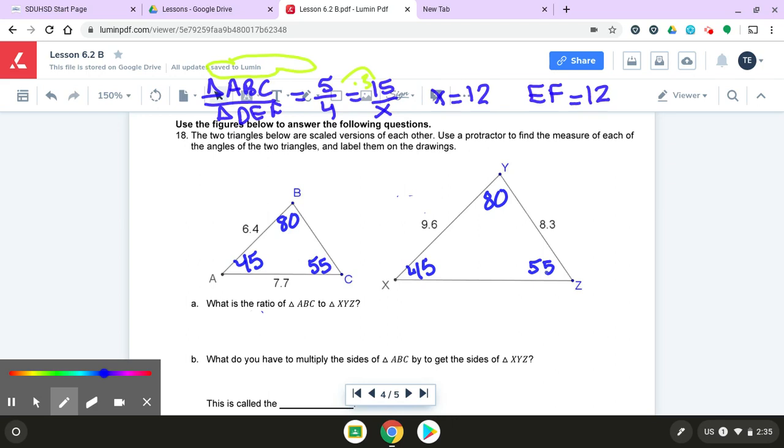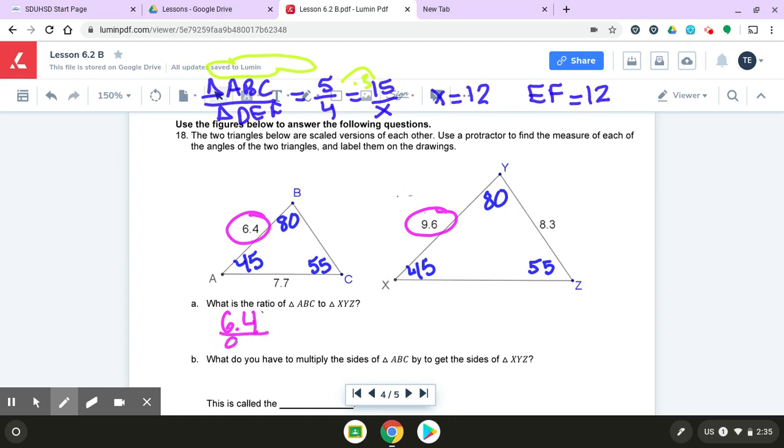All right, well, I need to find 2 corresponding sides that I actually have. The only ones I do have are the 6.4 and the 9.6. I can't use the 8.3 because BC is blank. I can't use the 7.7 because XZ is blank. So I have to pick up my corresponding parts. ABC has to go on the top. So the smaller one's going on the top and the bigger one's going on the bottom.